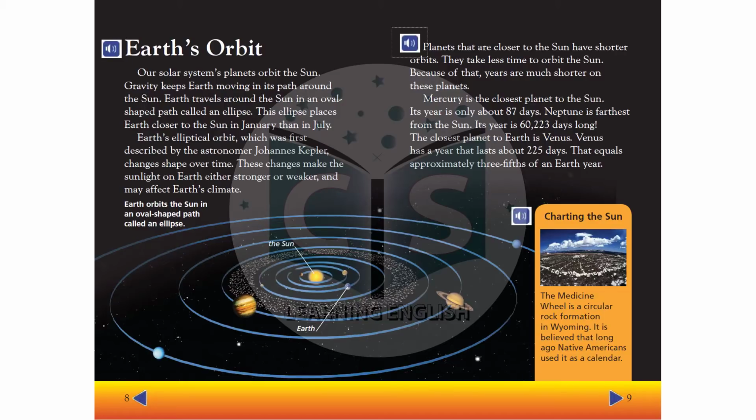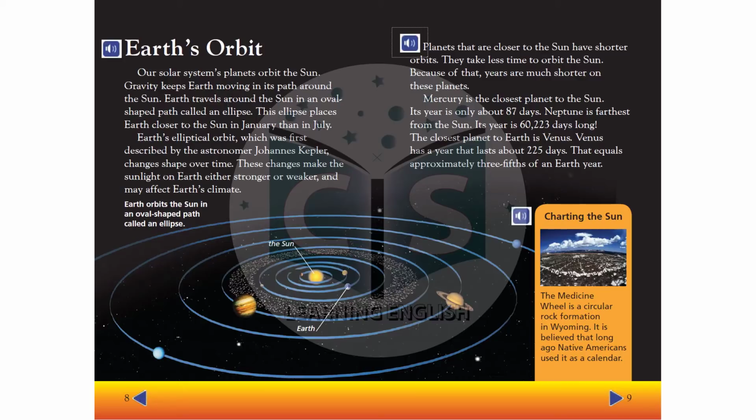Planets that are closer to the Sun have shorter orbits. They take less time to orbit the Sun. Because of that, years are much shorter on these planets. Mercury is the closest planet to the Sun. Its year is only about 87 days.